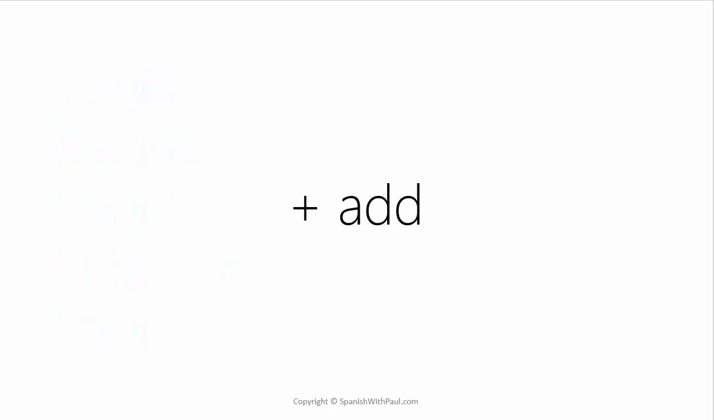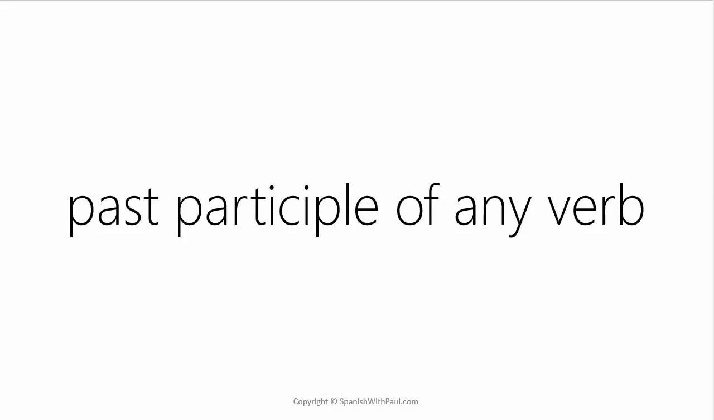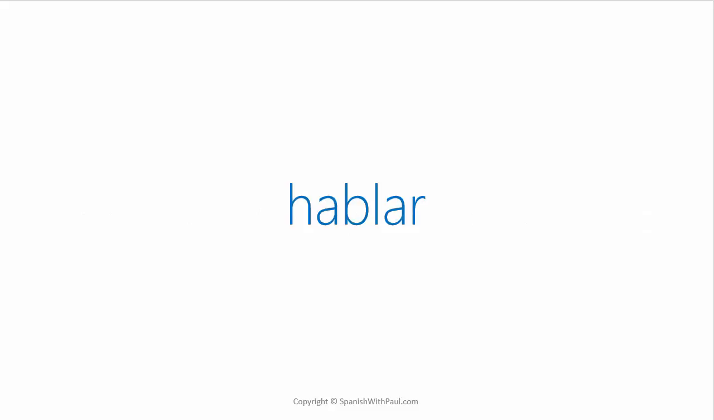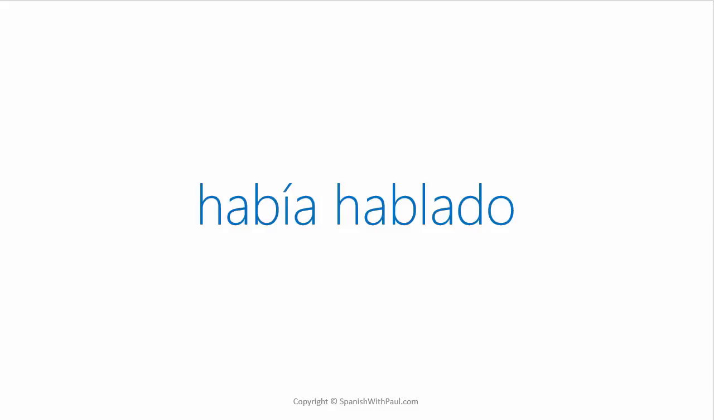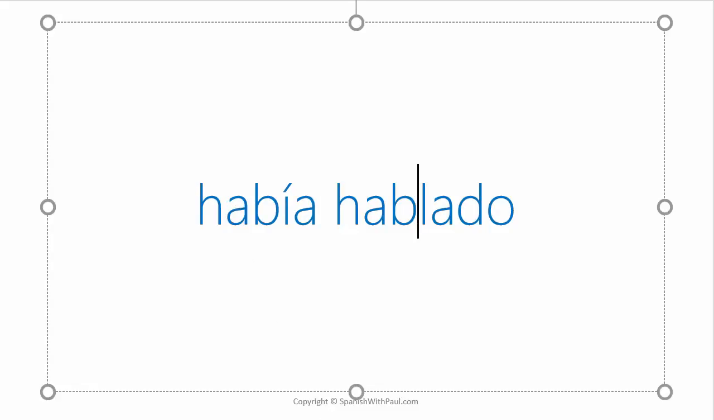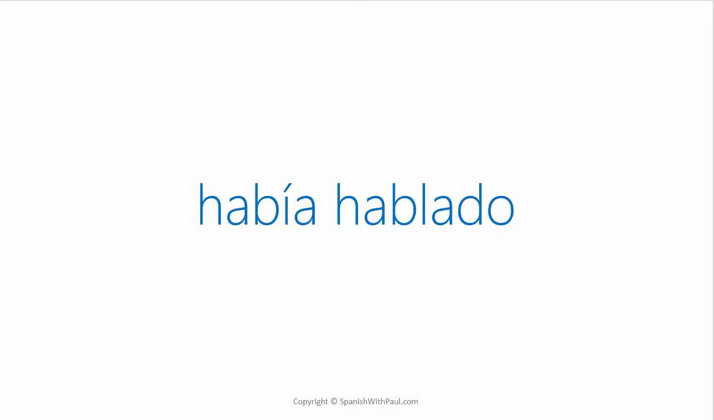Now, to that key sound, you will add the past participle of any verb. This is something that we've already looked at quite extensively with other tenses. For example, we have the verb hablar, which is to speak. So the past participle would be hablado, meaning spoken. Now, to express something like I had spoken, you would put those two elements together. So we have había hablado. I had spoken. Había hablado.